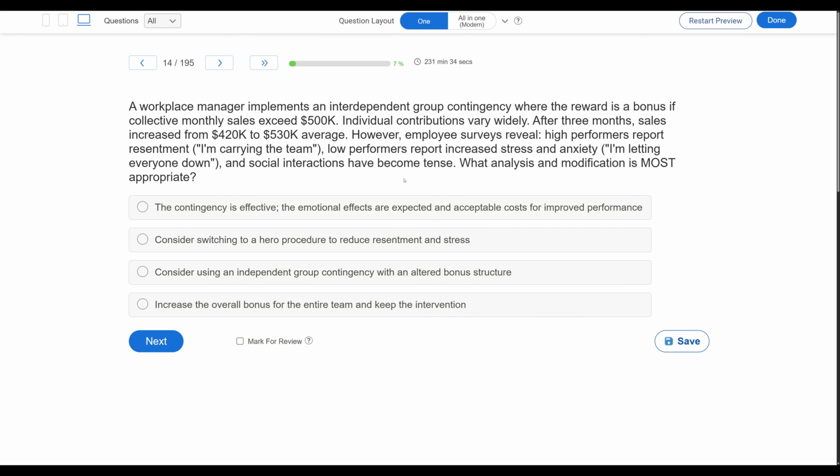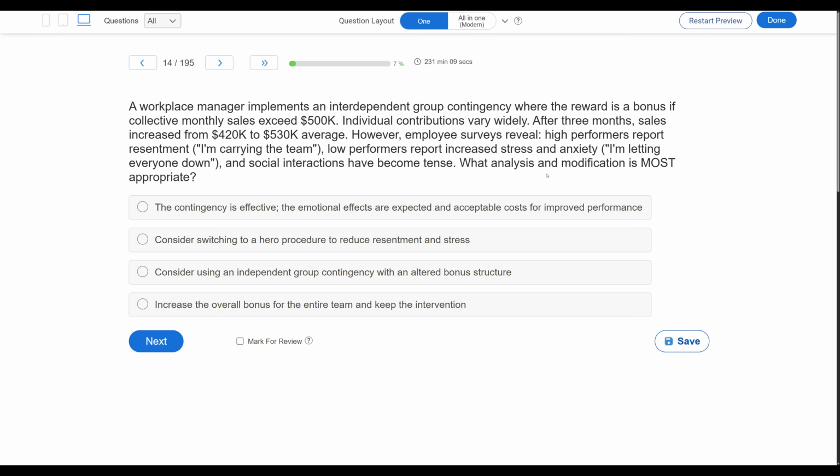Workplace manager implements an interdependent group contingency with a reward as a bonus if collective monthly sales exceed 500K. Individual contributions vary widely. After 3 months, sales increase from 420 to 530K average. However, employee surveys reveal high performers report resentment, low performers report increased stress and anxiety, and social interactions have become tense. What analysis and modification is most appropriate?